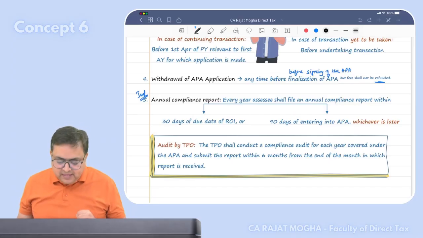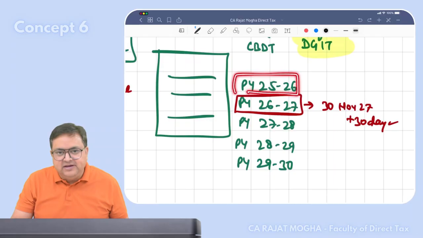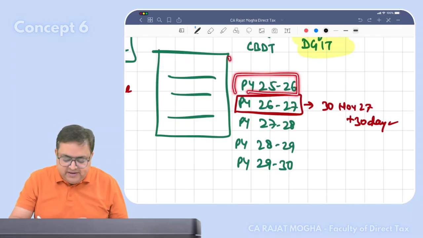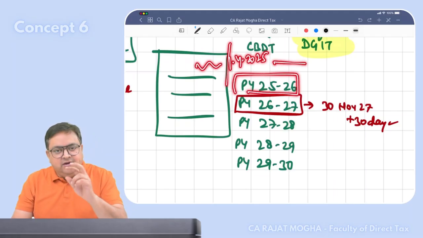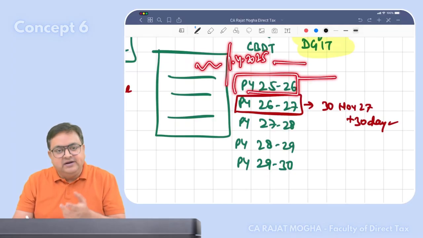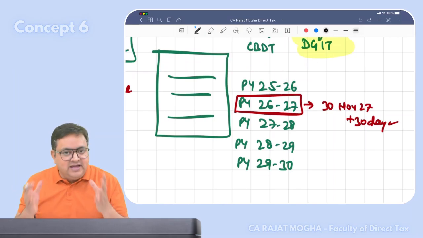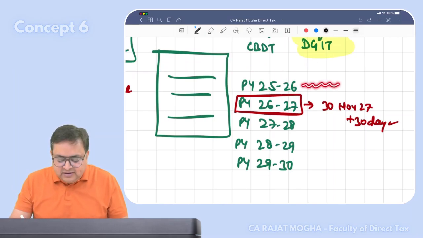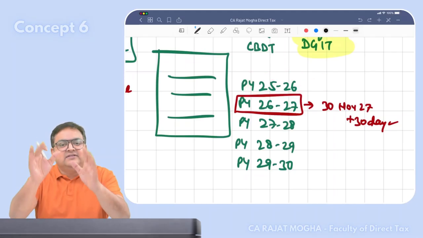Understood? Now, please tell me, let's say, for example, for this year, you might have already applied for the APA on 1/4/2020. Before 1/4/2025, you would have applied for the APA. But let's say it will take time to get the APA signed, because it takes time, right? They will be looking at so many things. So let's say although your APA is valid for this year, you got the APA very late, and the due date plus 30 days has expired.